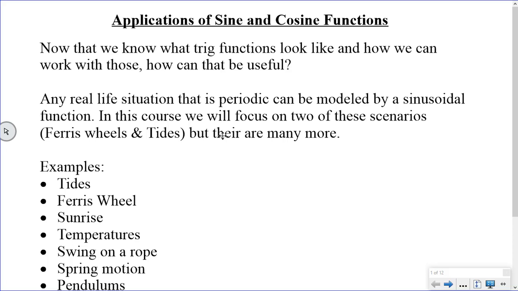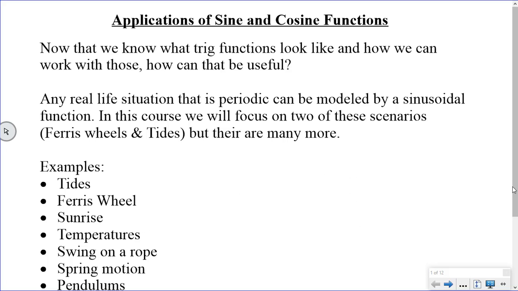apply them to. So now that we know what trig functions look like and how we can work with those functions, how can that be useful? Well, any real life situation that is periodic, we can model to the best of our ability by using a sinusoidal function. So for this course, I'll just pick two and we'll focus on those. We'll look at some Ferris wheel type questions and some tides types of questions. But just be aware that there's more than just that.